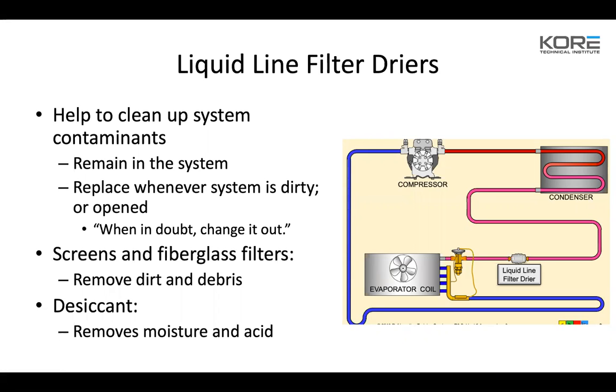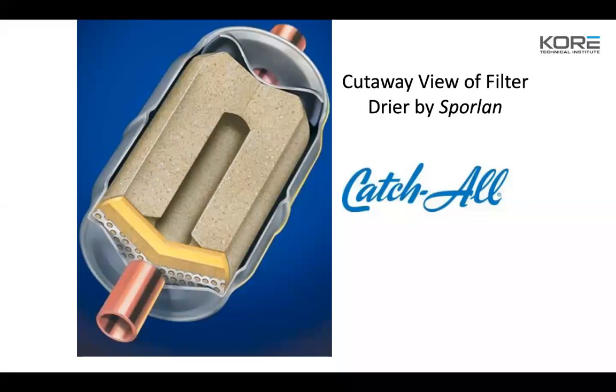So screens and fiberglass filters remove dirt and debris. Desiccant removes moisture and acid. So we're going to talk about the specific types of filter dryers we use, especially in the supermarket applications, and why. So here's a cutaway of the Sporlan.